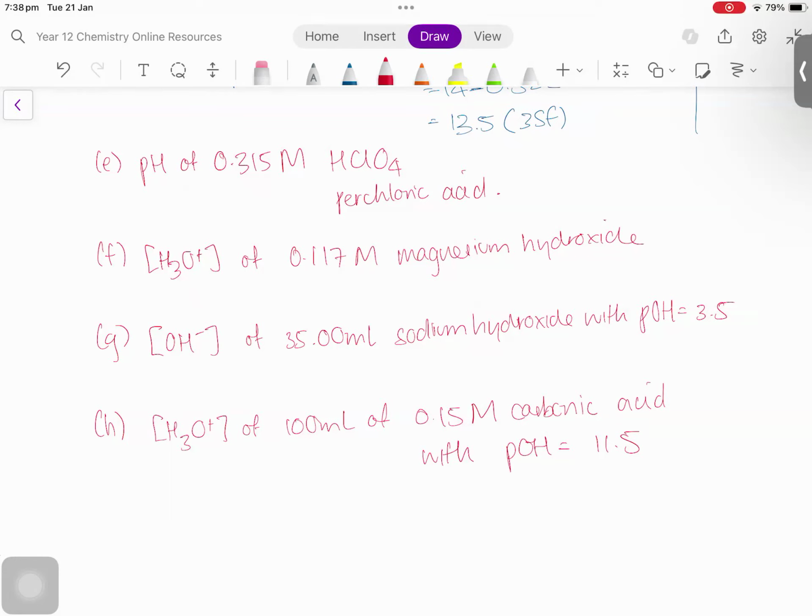Roland, to answer your question earlier, 0.03 has one significant figure. You want zeros after the decimal, but only if it's after something non-zero. So 0.03, this zero is after the decimal, but it's before any non-zeros, so it's not significant. If it was 0.030, then this would be two sig figs.